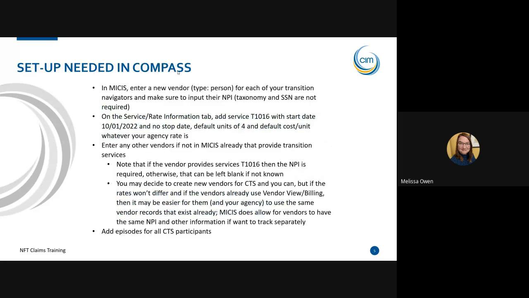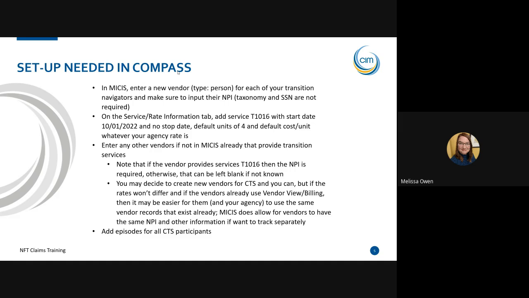So, setup needed in Compass. In MISIS, you need to enter a new vendor of type person for each of your transition navigators and make sure to input their NPI. We just wanted to note taxonomy and social security number are not required, so you can just put their NPI in and skip those two fields. They are not sent to the state, but they do need to be a person type, as they are people, versus non-person, which is the other option that you normally use, because otherwise it's going to look for federal ID and such. So make sure that those are set up for each of your transition navigators.